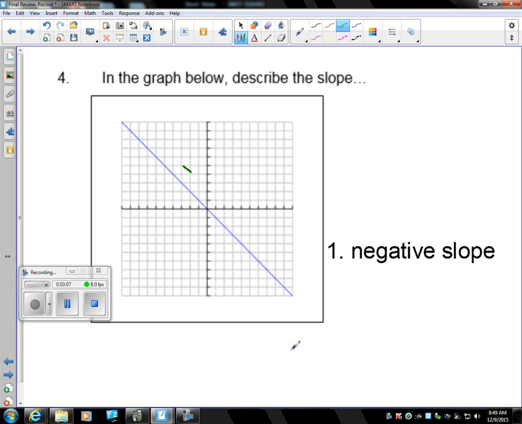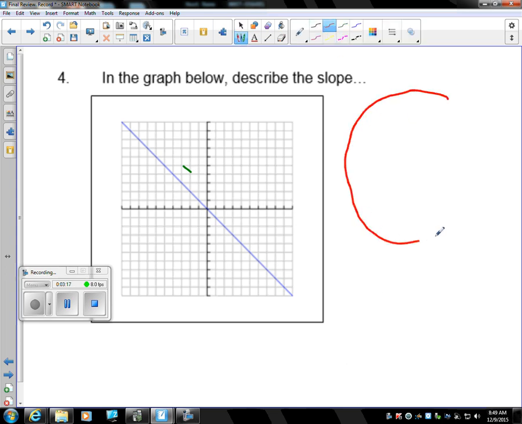Number 4, let us describe the slope of this line. We learned a little bit ago about slope man or slope face. We had an eyebrow that's going uphill with a positive slope. A line that's going downhill has a negative slope. A vertical line has a slope that's undefined, and a horizontal line has a slope of 0.